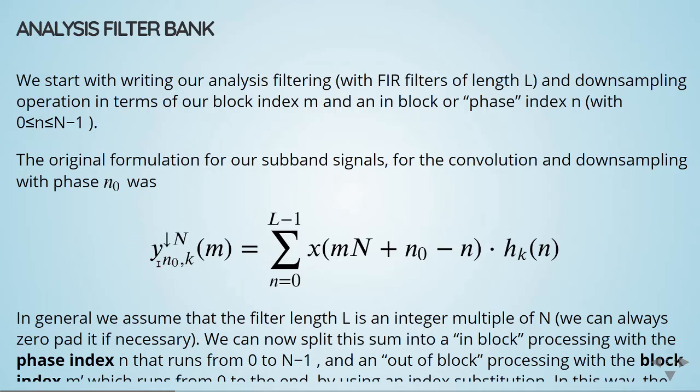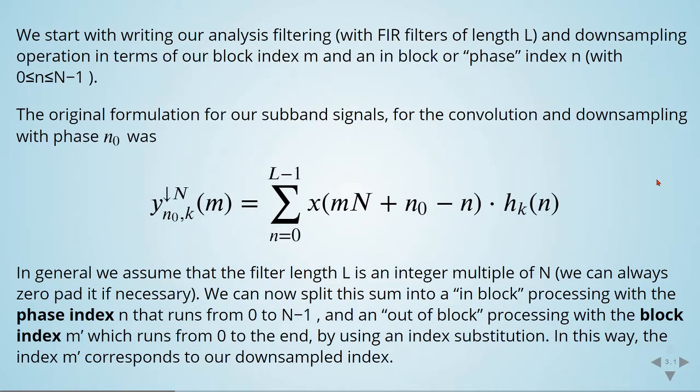Here we have our phase n0. Here is downsampling, and we have the sum n going from 0 to L minus 1, where L is the filter length of our FIR filter. In general, we assume that the filter length L is an integer multiple of N, and we can always zero pad it if necessary. We can now split this sum into an in-block processing with the phase index n that runs from 0 to N minus 1, and an out-of-block processing with the block index m prime, which runs from 0 to the end, by using an index substitution.